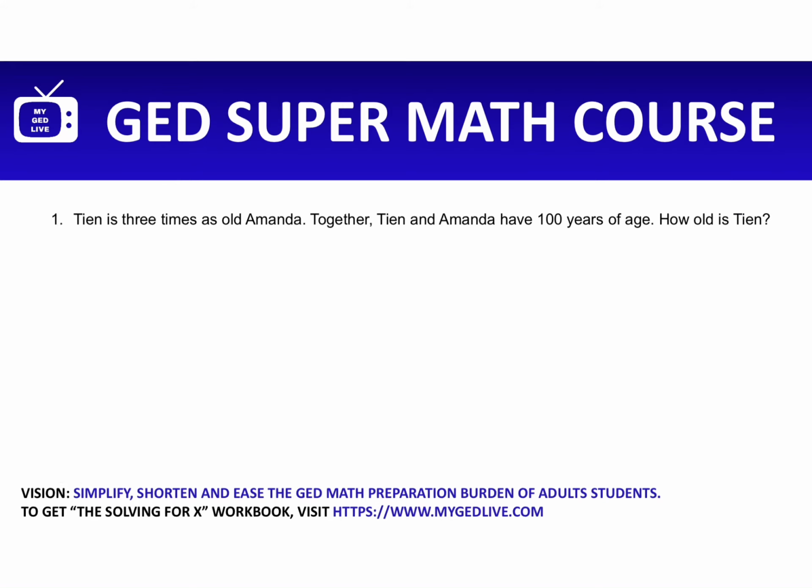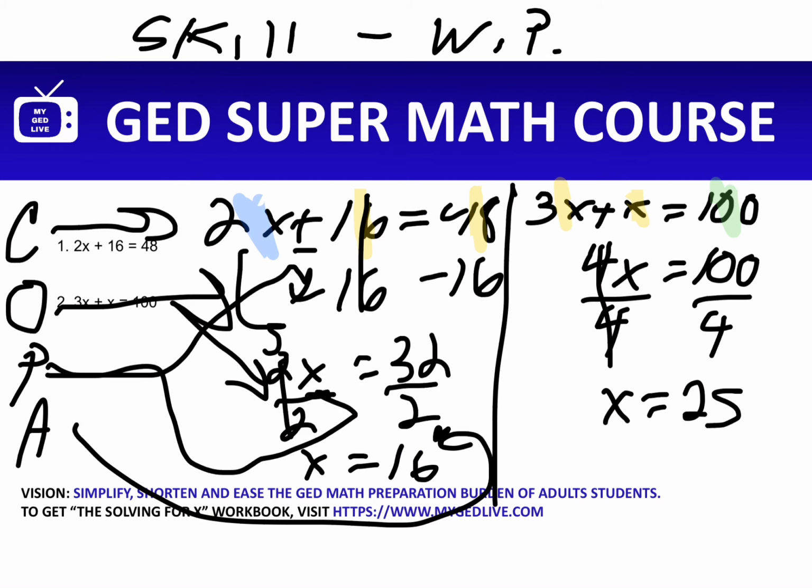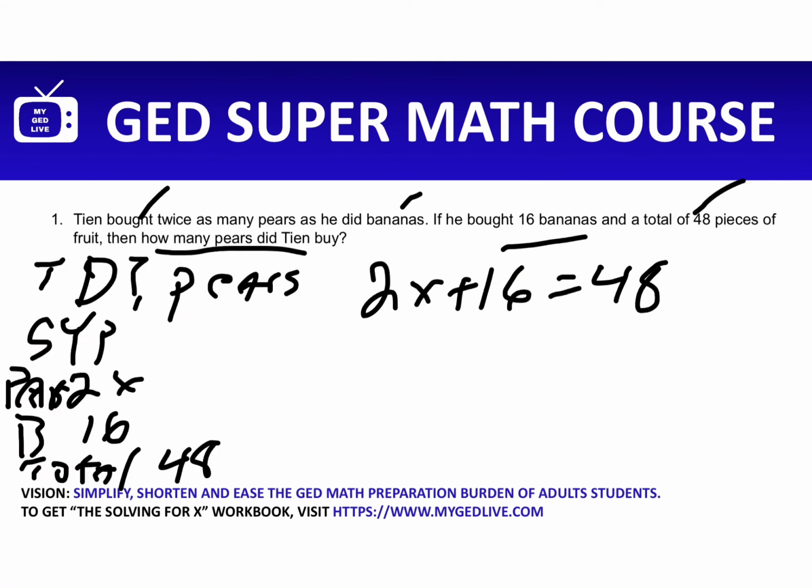This next question, I want you to do, and you'll see that this question here, Tien is 3 times as old as Amanda. Together, Tien and Amanda have 100 years of age. How old is Tien? I want you to also see that we just did that here. 3x plus x equals 100. So it's the same thing. I'm really showing you how the skill gets tied to the word problem.